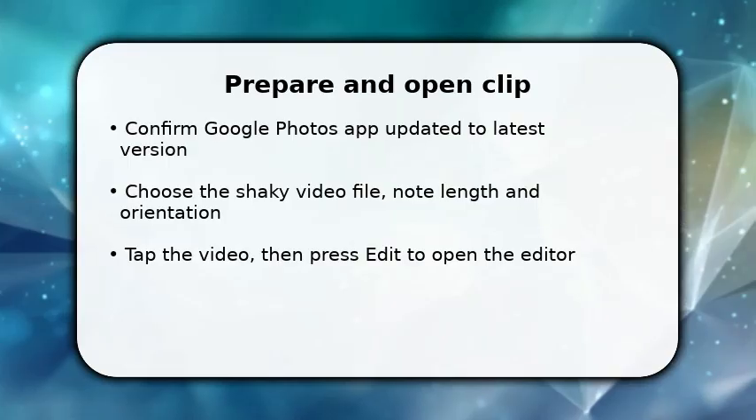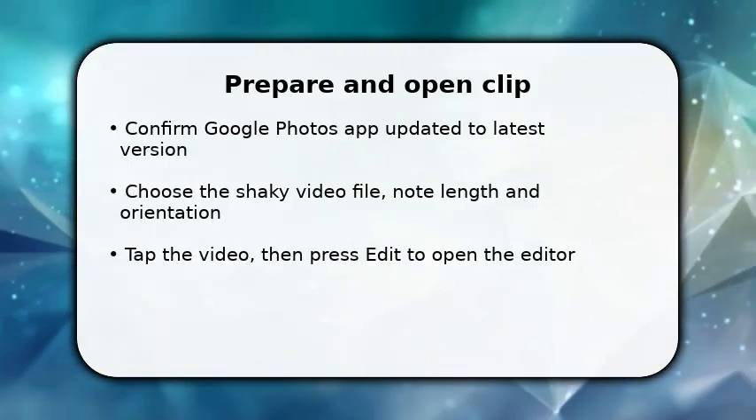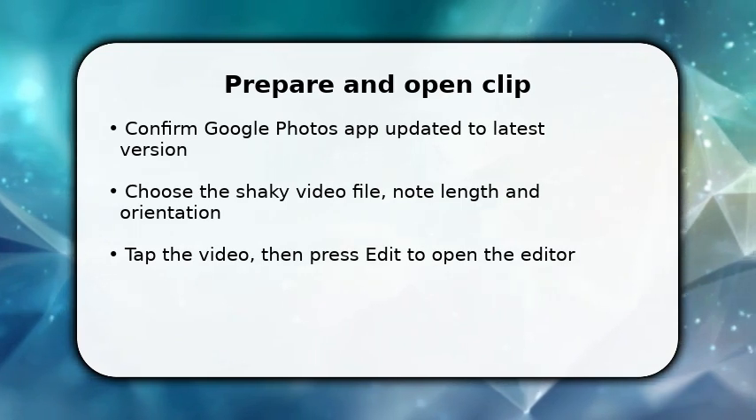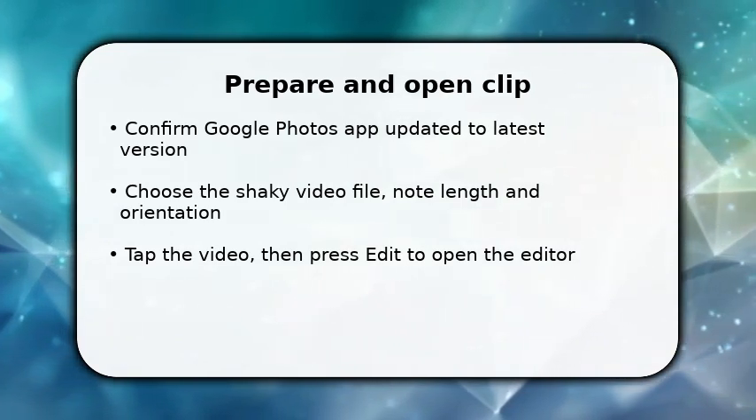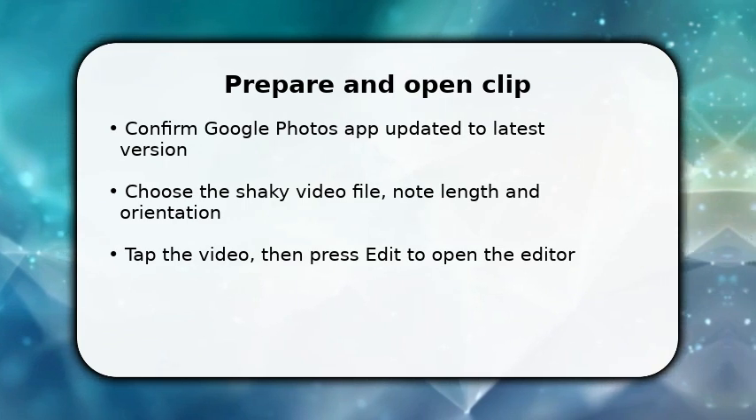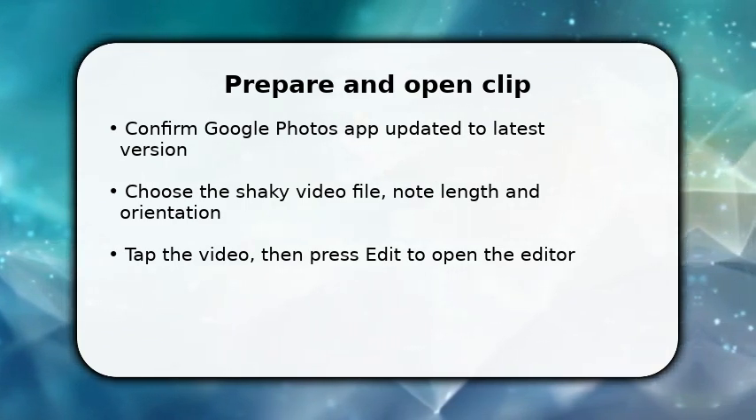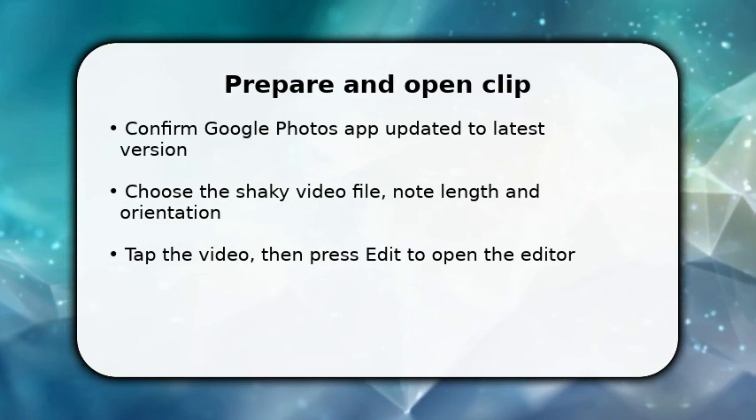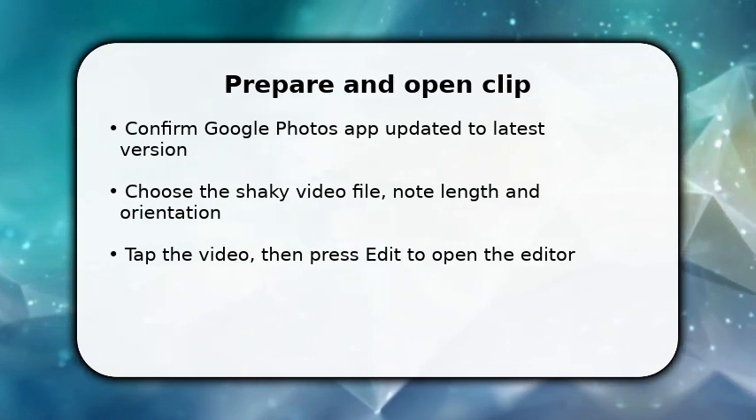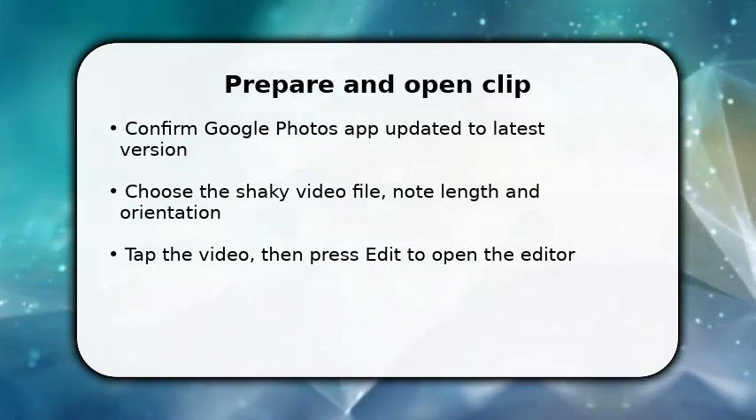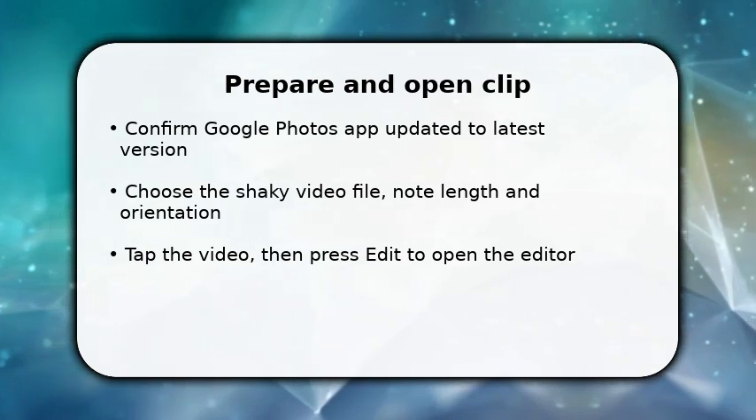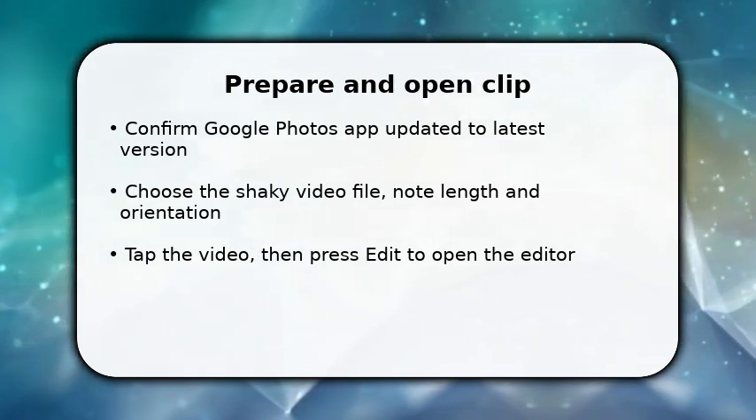You start by opening Google Photos with the updated app and locating the shaky clip you want to fix. Once done, tap the video to load playback, then press Edit to enter the editor tools. Make sure the clip is fully loaded and playable. This prevents export errors. You'll see Trim Handles and the Enhance option. You're ready to apply stabilization next.